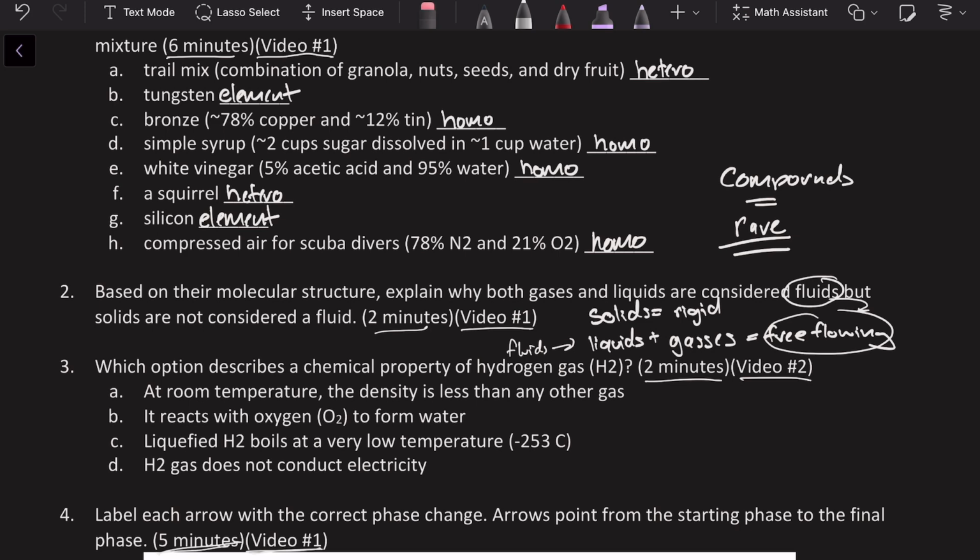Now, number 3. This one's talking about chemical properties. The only answer here is C, because that's the only one that changes the identity of the chemical. We're talking about how hydrogen gas can become water, and that's a chemical identity change.